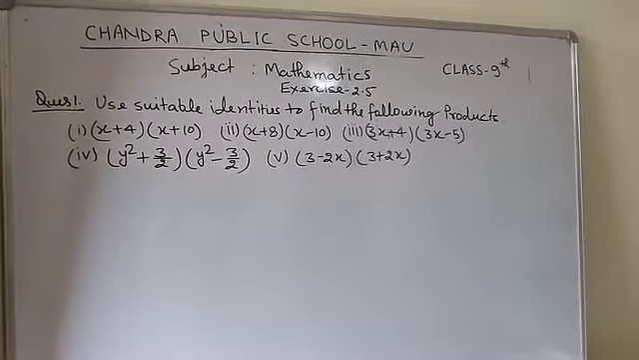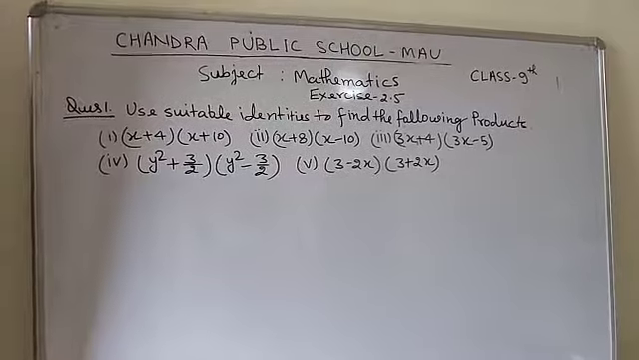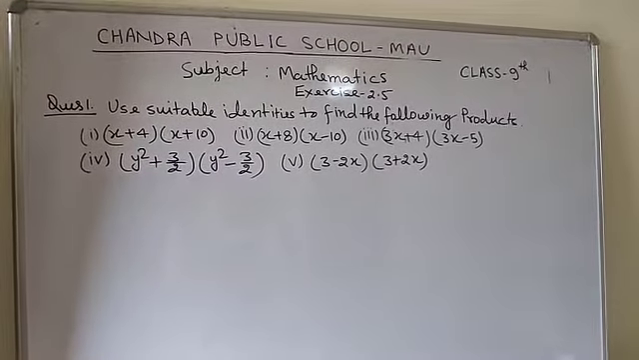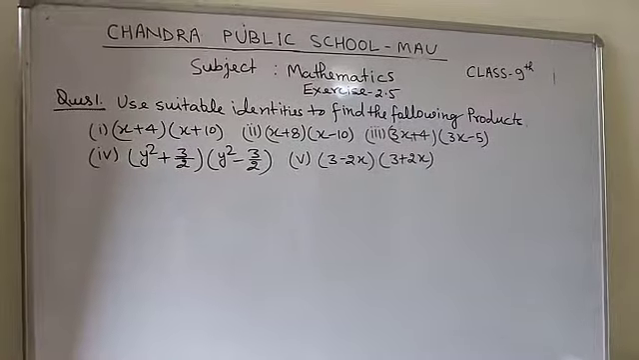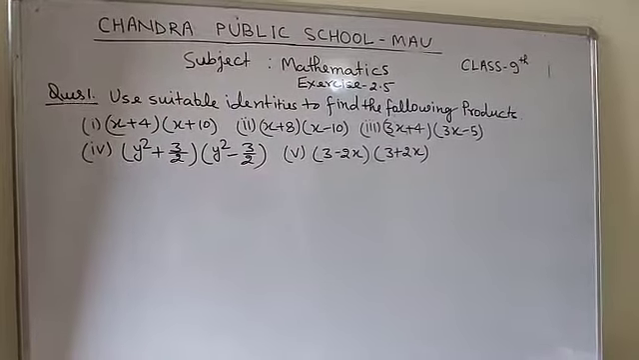Here I am going to start exercise 2.5. Question number 1 I have written here: use suitable identities to find the following products. There are 5 parts in question number 1, and you need to find the products using the identity.